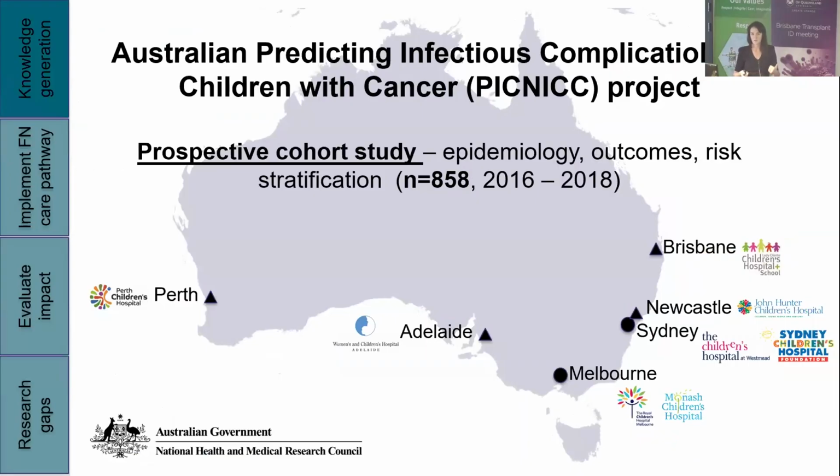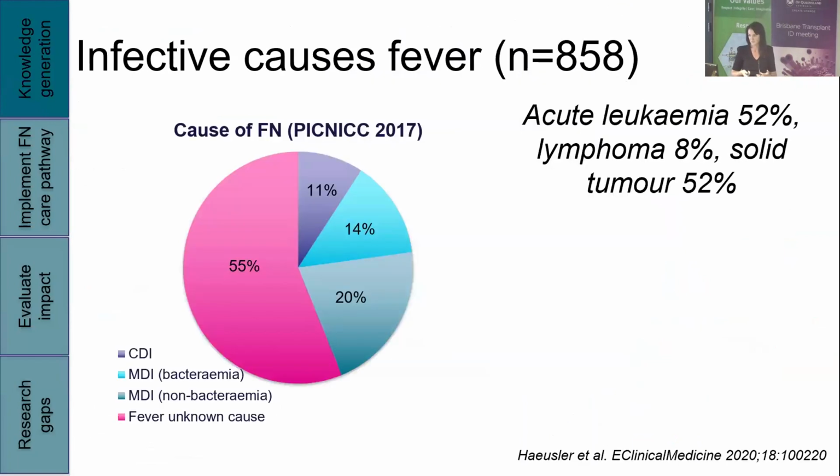So starting with the initial study opened in 2016. This was a prospective observational cohort study that enrolled patients across all 8 paediatric tertiary cancer centres in Australia. Really it was designed to validate existing risk stratification rules, but just to understand what was going on in our patients and what the outcomes were. And again, just some simple data initially. So we wanted to work out, what were the causes of fever in these patients.